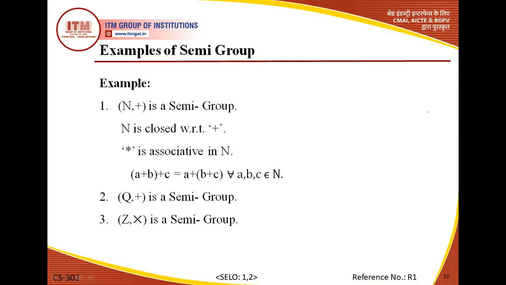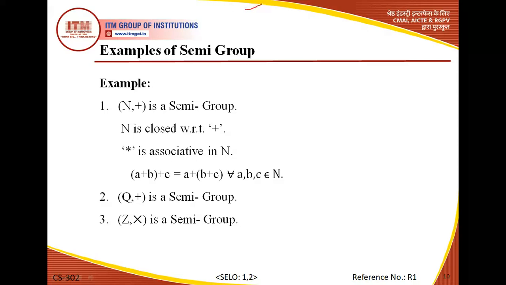Now, let's see the examples for semigroup. The first example for semigroup is N plus. Now what is N plus? N is the set of natural numbers, and plus is obviously addition. So this is a semigroup. Why? Because first we have seen that N plus is closed. In the previous example when we were discussing groupoid, we saw that N is closed with respect to addition. So this we have already proved.